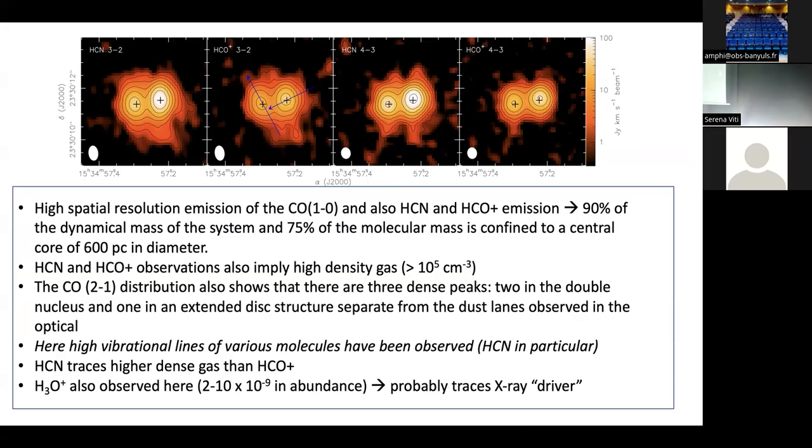Actually, here is one of the few places where we see high vibrational states of a line, which implies, again, that there must be a very energetic driver, a driver that I didn't really mention, X-rays, but that's similar, chemically speaking, to cosmic rays, okay? And so these vibrational levels point us to X-rays as the main driver, at least near the nuclei that we've detected with molecules.